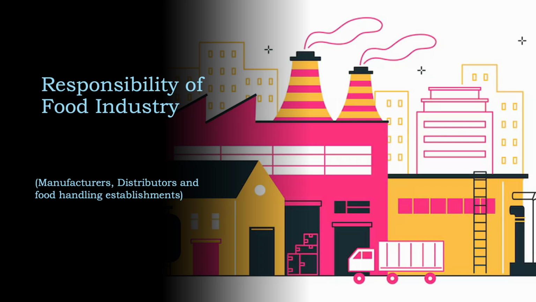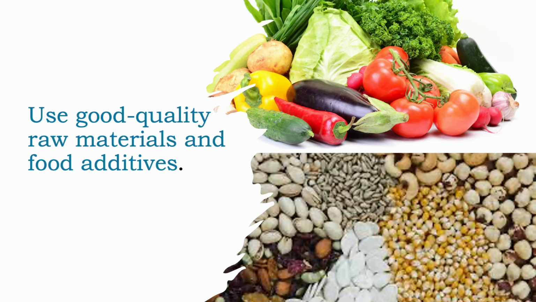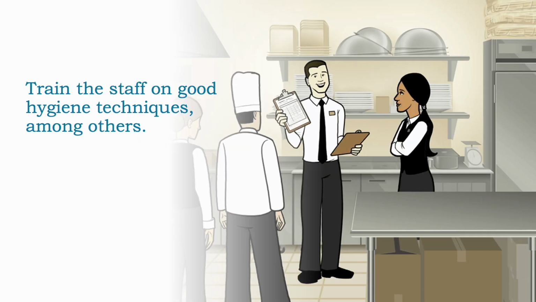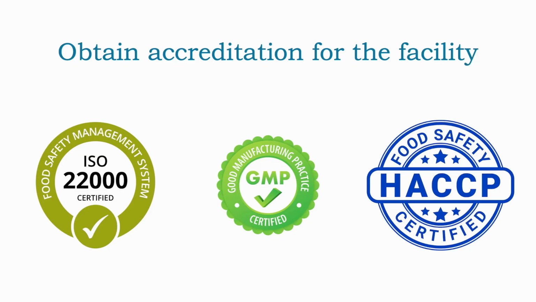The food industry is also responsible for protecting food from harmful substances. They need to use good quality raw materials and food additives in manufacturing facilities, introduce in-house testing facilities to ensure the food they produce is safe, train the staff on good hygiene techniques, among others, and obtain accreditation for the facility, which is a certification that the food they produce is safe.